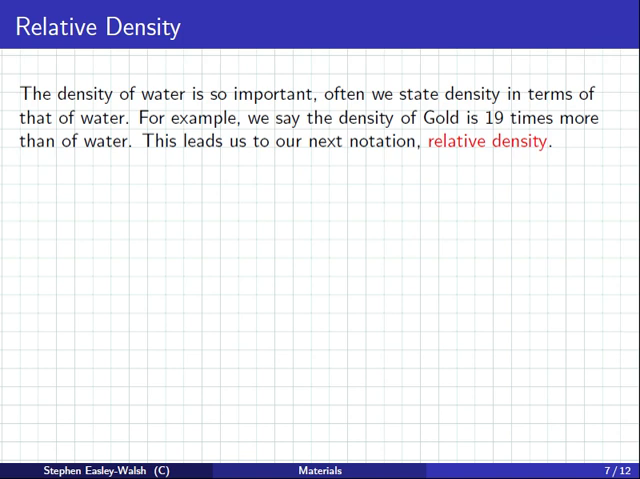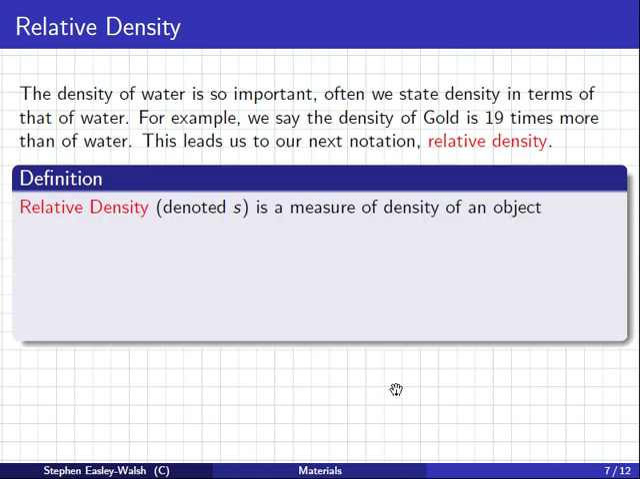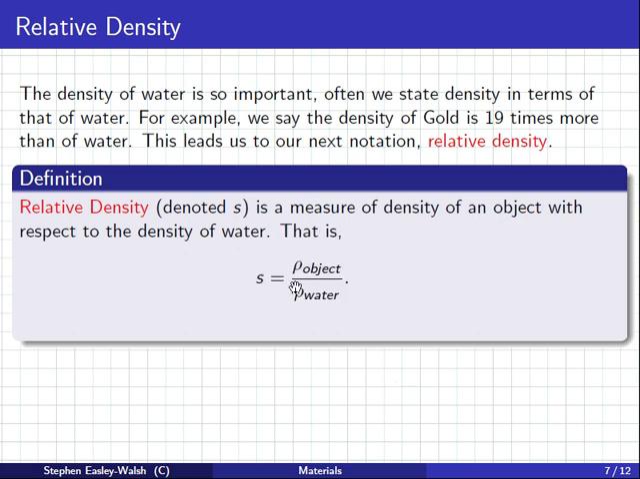Has anyone ever heard of this? You've all heard of density, but maybe not relative density. Relative density, S, is the measure of the density of an object compared to water. It's the density of the object divided by the density of water. So if something has a density of 2,000 kilograms per meter cubed, what's its relative density? 2 times that of water, yeah.